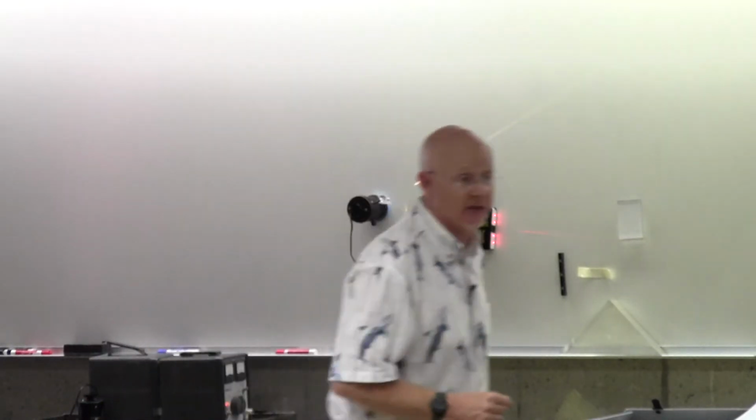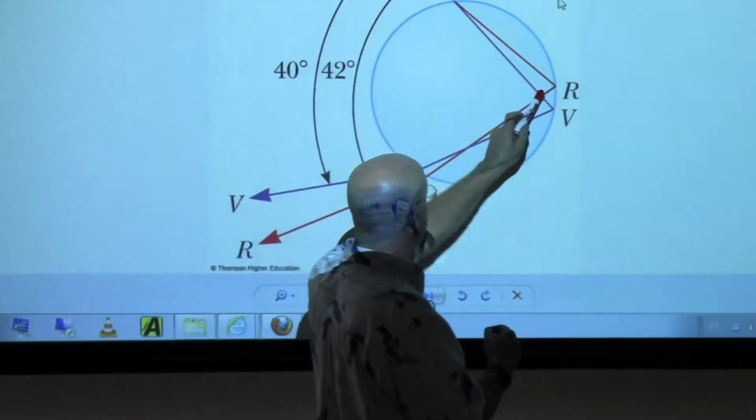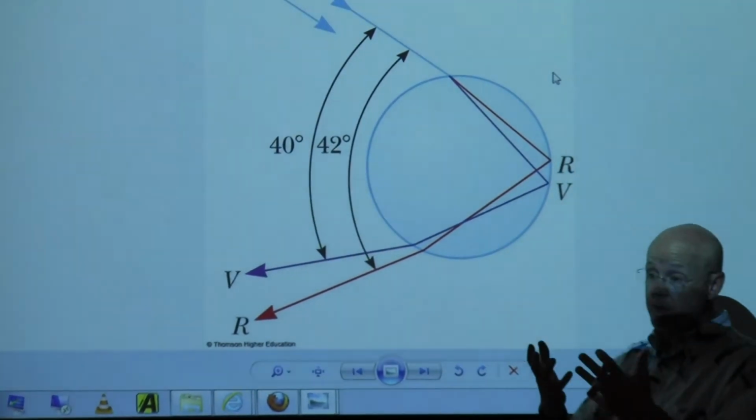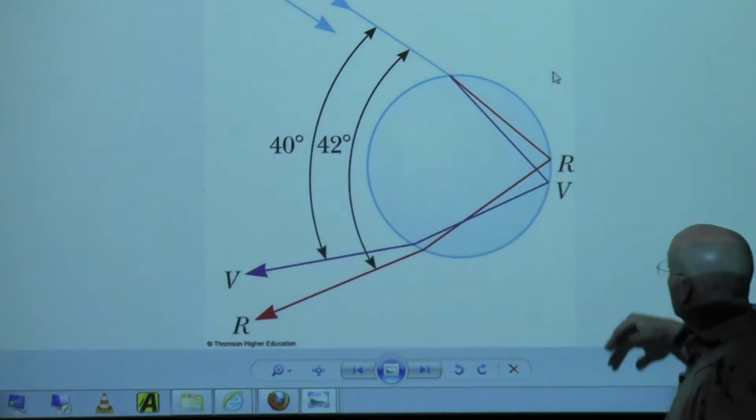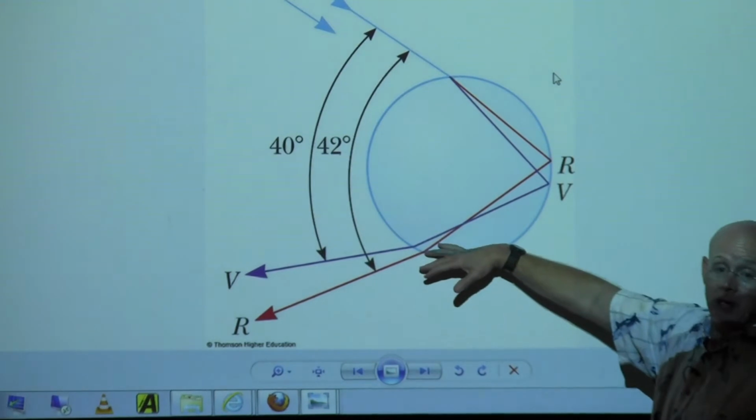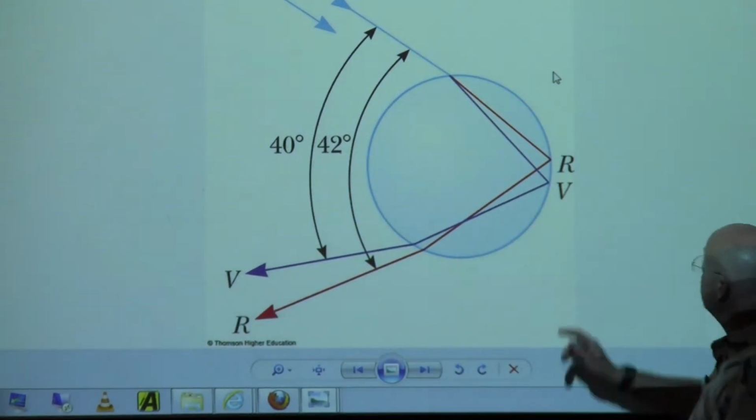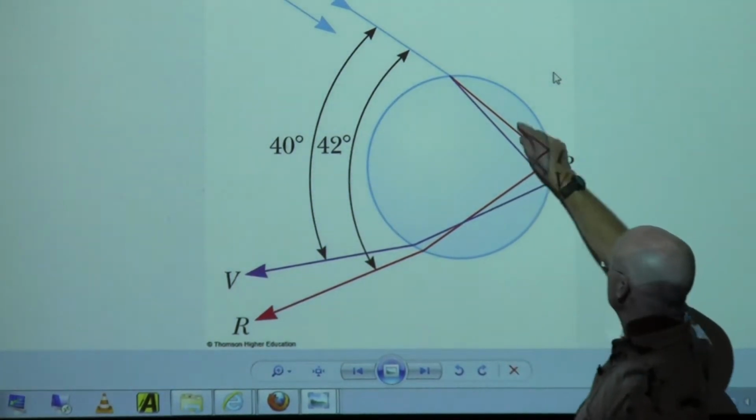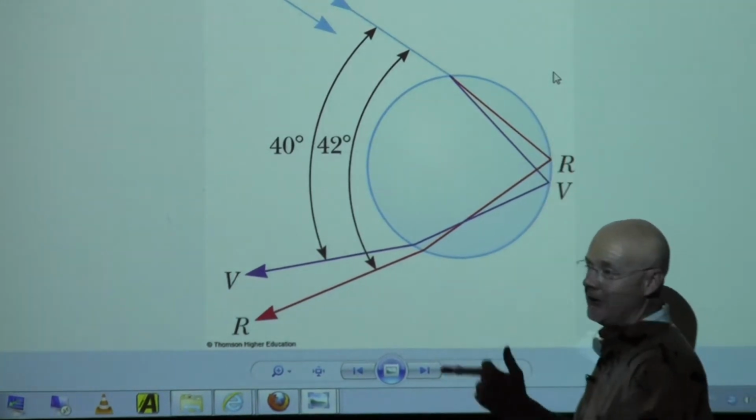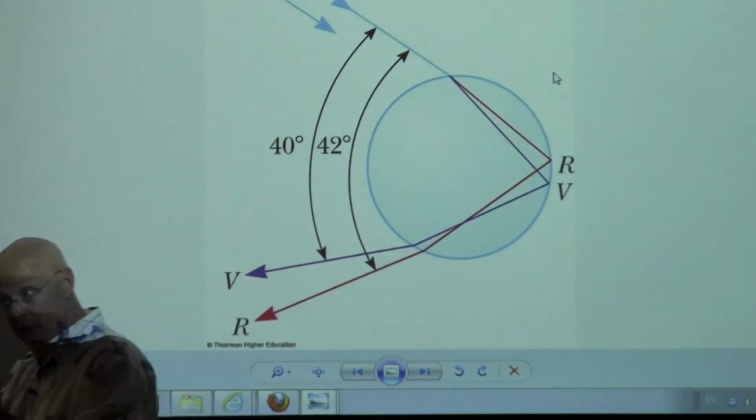And that's what this raindrop is doing. This raindrop is actually hitting over here at an angle that is greater than the critical angle, and as such it reflects all the light back down. Whereas in the double rainbow, the angle is less than the critical angle, so some light comes out, only a fraction of it reflects back down, and the second rainbow is going to be a lot dimmer.